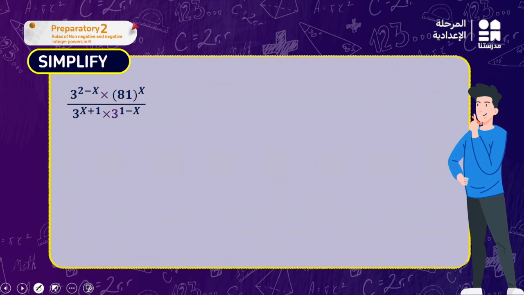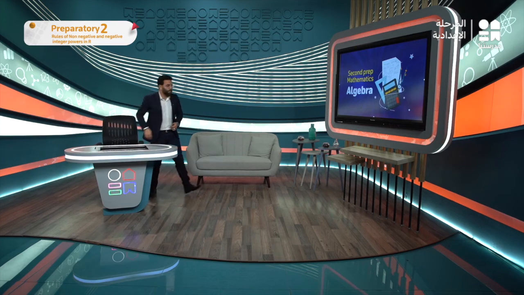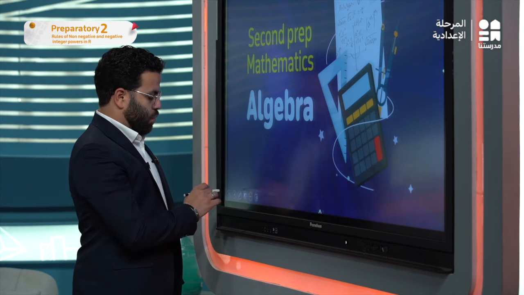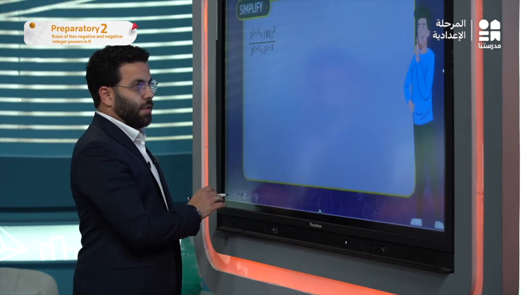Simplify this. Okay. And then find the numerical value of the result when x equals negative 1. Let's solve this example together on the whiteboard so we solve it in detail and step by step, and learn how to work on an example like this. Meet you on the whiteboard. Let's see this example and learn how we do simplifying.